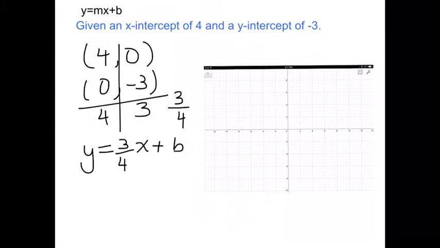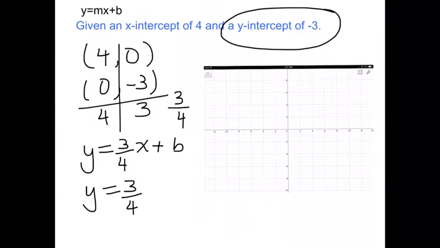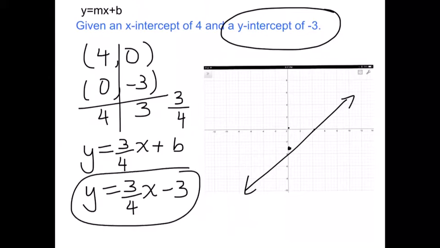Now, you could substitute in one of these points if you wanted to, but you know that a y-intercept of minus 3 is b. So now you have y equals 3/4 x minus 3. All right, let's graph that. Start at minus 3 for your y-intercept. Go up 3 and go across 4 and connect your line. Add your arrows. And now you have your equation and you have your graph. Positive slope, negative intercept. Good to go.